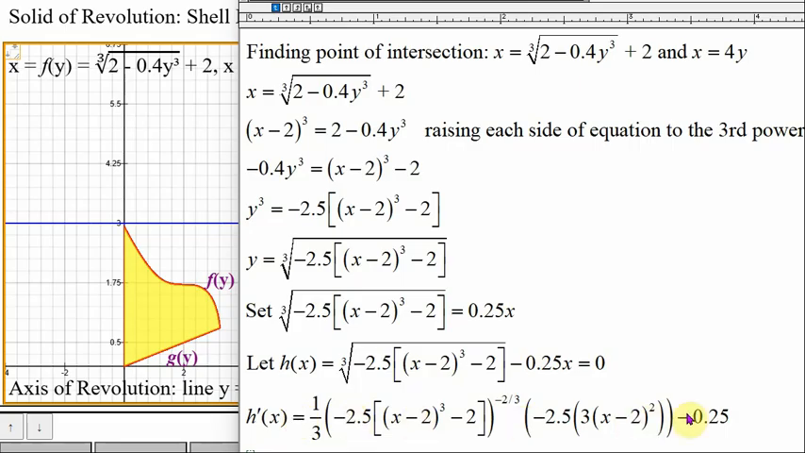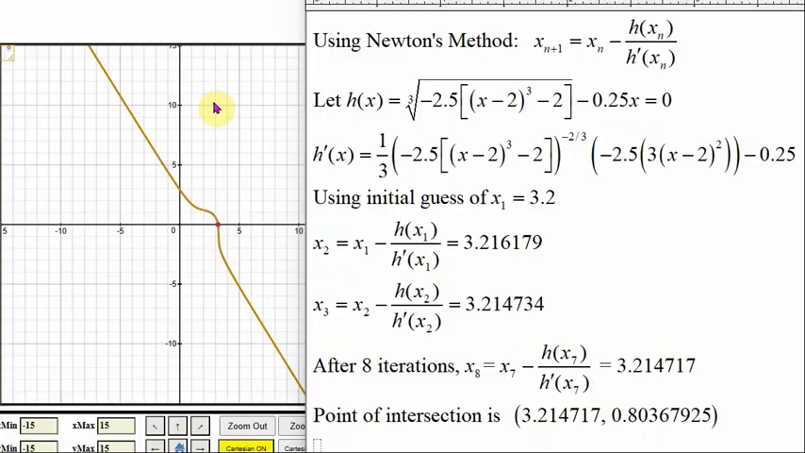And now we can use Newton's method to find the x, the solution for this equation right here. To use Newton's method, let's go ahead and look at the graph of h of x and see where it crosses the x-axis. And so here's the graph of h of x, and it looks like it crosses the x-axis at about 3.1. And therefore, I'm going to use the initial guess of 3.2.